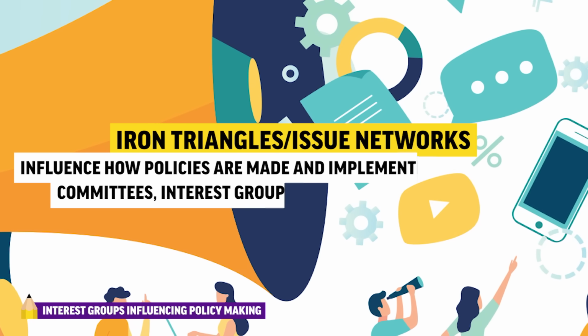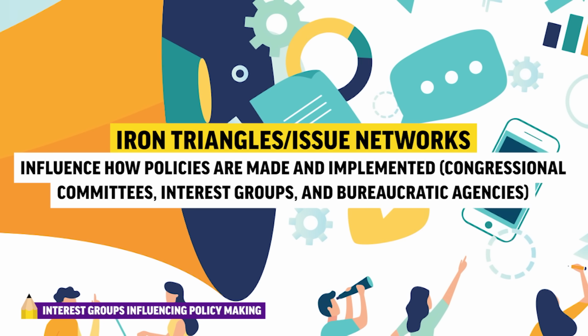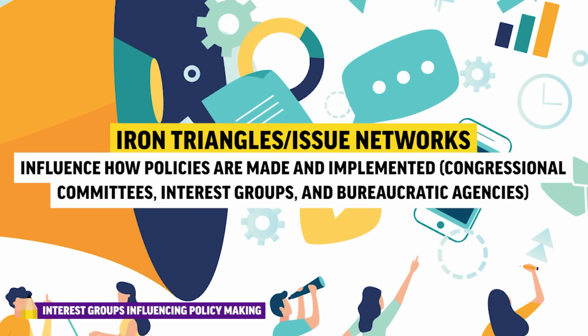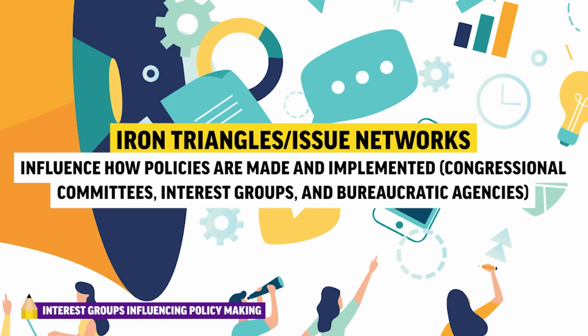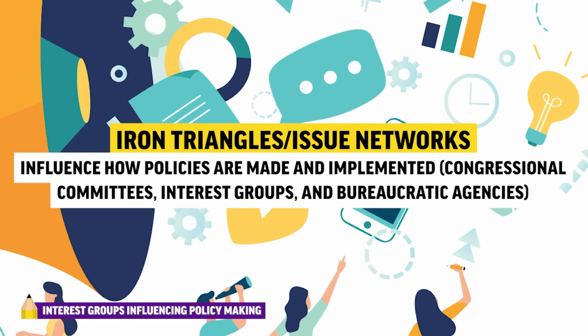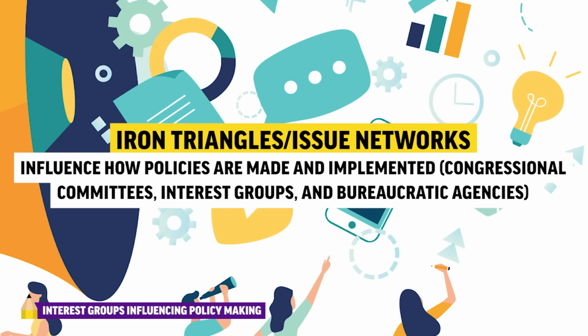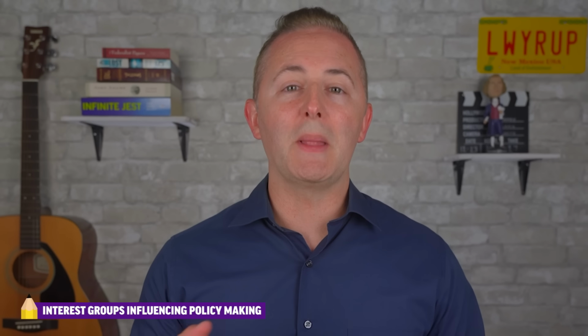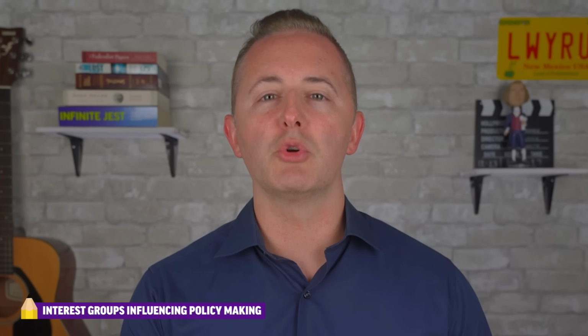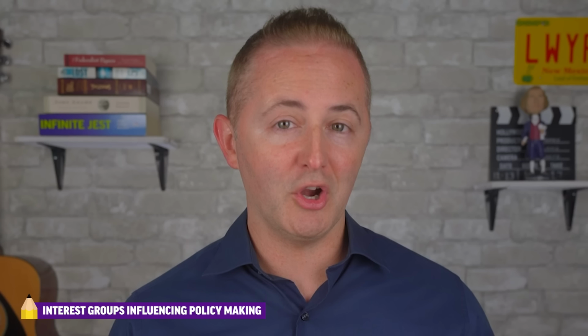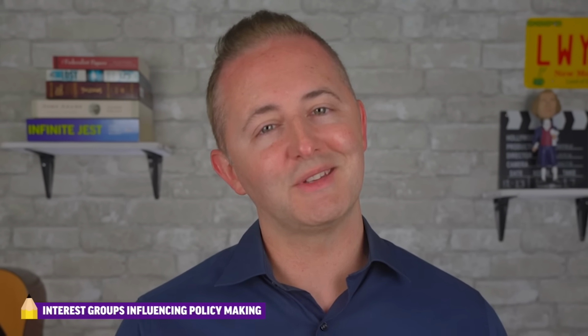Interest groups also influence bureaucratic agencies as part of iron triangles and issue networks. Remember that bureaucratic agencies make rules and regulations, so interest groups sometimes focus their efforts on agency decision makers. Interest groups receive legislation and regulations that they favor while giving electoral support to congressmen who in turn provide funding and political support to the agency.